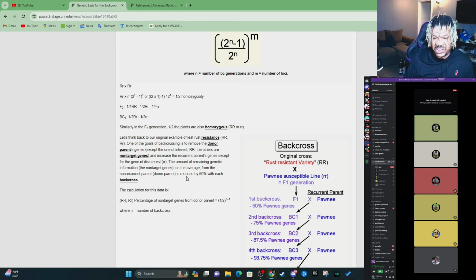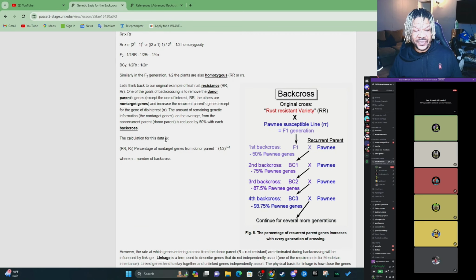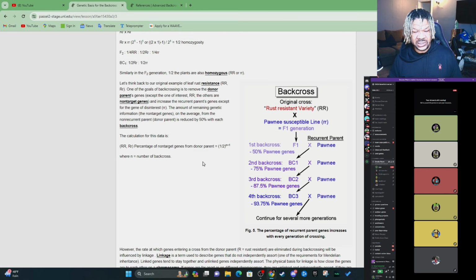50% is always the magic number when we are closely inbreeding. When we're doing that type of close inbreeding, we can think of 50%, either plus or minus, one way forward or back. We're going one way or the other. And the calculation for this is: the percentage of non-target genes from the donor parent equals one half to the power of N, where N is the number of backcrosses.